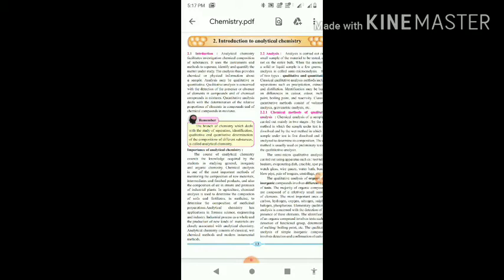So analytical chemistry facilitates investigation of the chemical composition of a substance. Means what? Analytical chemistry helps us to investigate, to find out the chemical composition of a substance. What are the elements, what are the compounds present in a particular substance, so that gives us the type of chemistry we know as analytical chemistry.